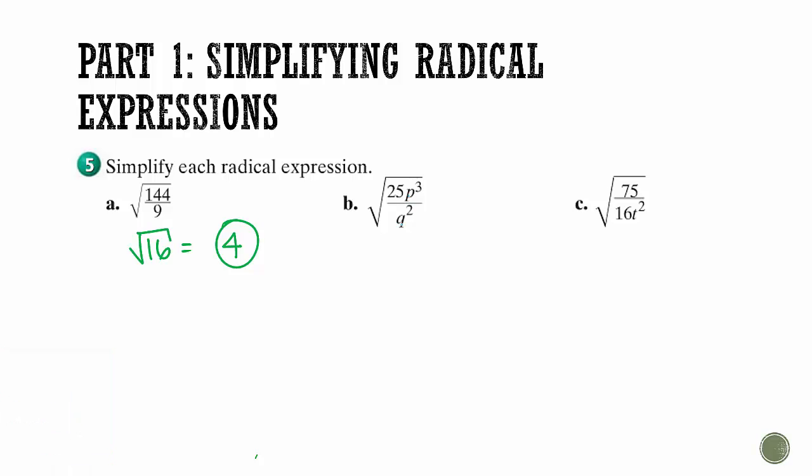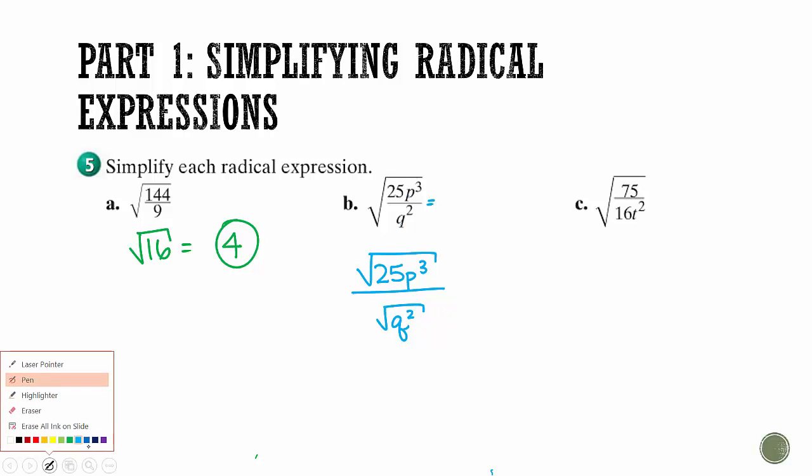But one like this, the next one, I can't simplify this. P and Q are two different letters, and there's no numbers that can be reduced here. So I'm going to use my rule. And the rule says that I can split this up into the square root of 25p cubed divided by the square root of q squared. So now we basically have two problems in one. We got to simplify what's on top and simplify what's on bottom.